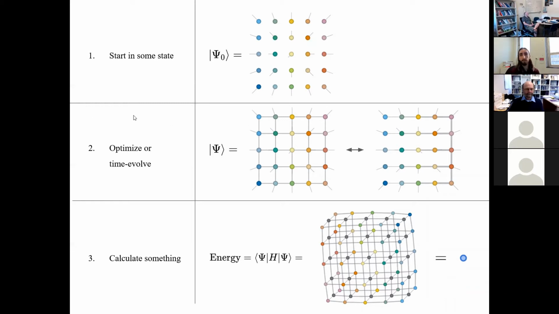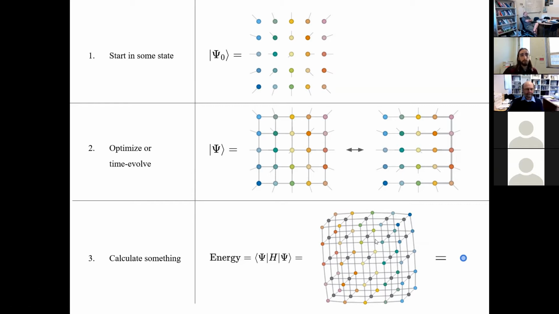Then various methods can be used to optimize or time evolve the state. So depending on the method, this could give you a 2-dimensional tensor network like this, or a 1-dimensional tree tensor network like this. These two represent the same state, but the 2-dimensional tensor network, for example, might be easy to store, would require less memory, but the 1-dimensional tensor network might be easier to contract. It just depends on the application.